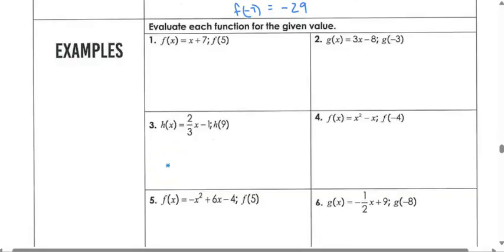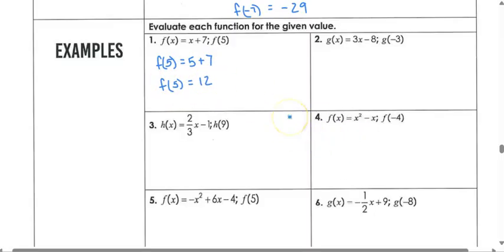All right, so let's do another example here. I want f of 5, okay? So f of 5 means I'm going to replace the x with a 5. All right, so that means f of 5 is equal to 12.